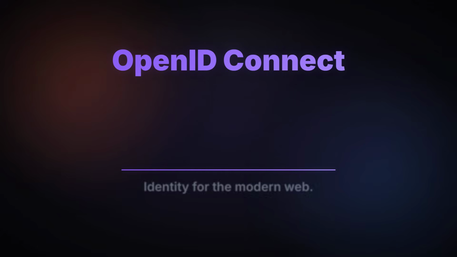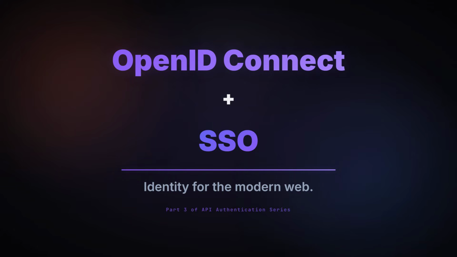Enter OpenID Connect, the identity layer built on top of OAuth, and single sign-on, the technology that lets you log in once and access everything. This is part 3 of our API authentication series.